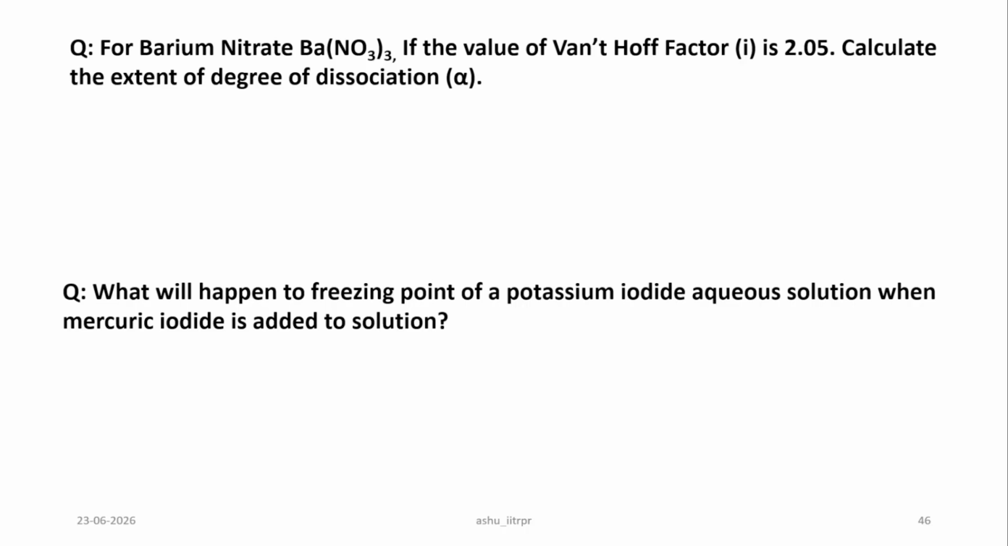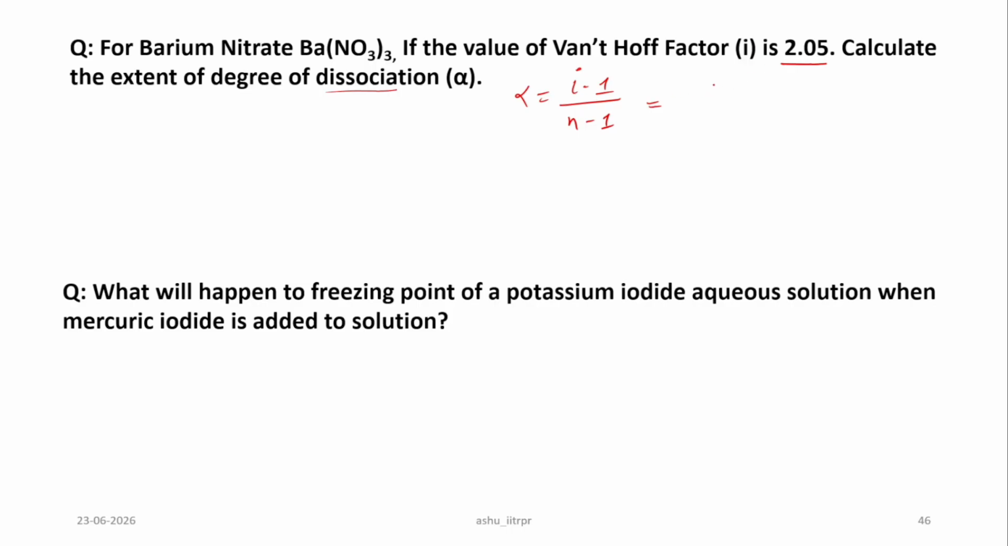Okay, so now coming to the question part, because questions are very important from this Van 't Hoff factor. For barium nitrate, Ba(NO3)2, the value of the Van 't Hoff factor i is 2.05. So the value of i is given. Calculate the degree of dissociation. This is a case of dissociation, so we know that alpha is equal to i minus 1 upon n minus 1. So directly put in this formula.